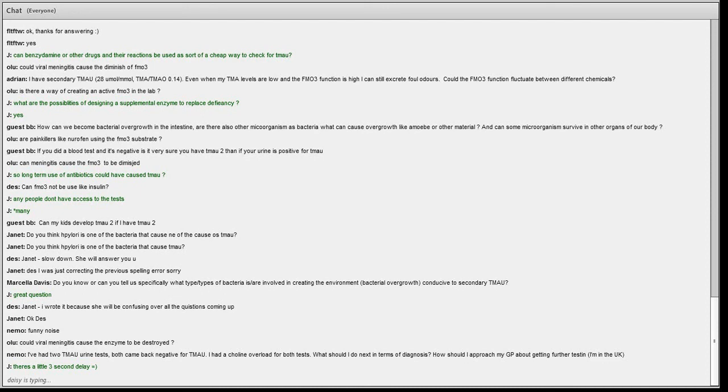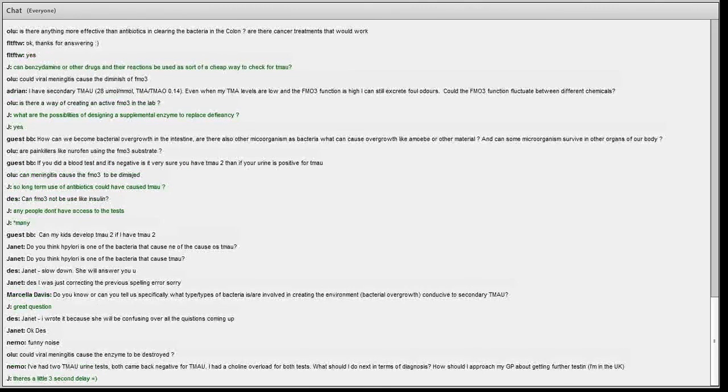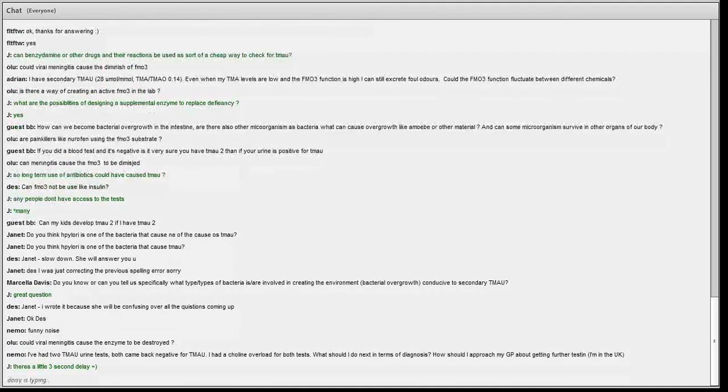Okay, another question from guest BB. If you did a blood test and it's negative, is it very sure that you have TMAU2, so secondary TMAU, than if your urine is positive for TMAU? Okay, so if you are diagnosed with trimethylamine from a urine test, but your genetic test is negative, now then you may not have primary TMAU, but you might have.